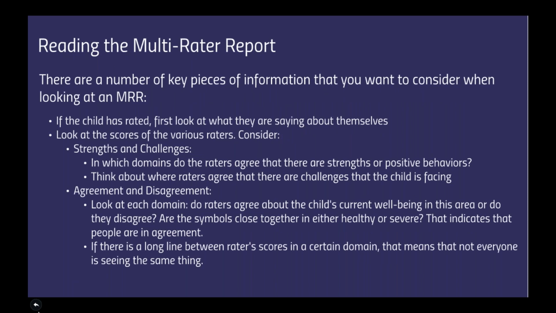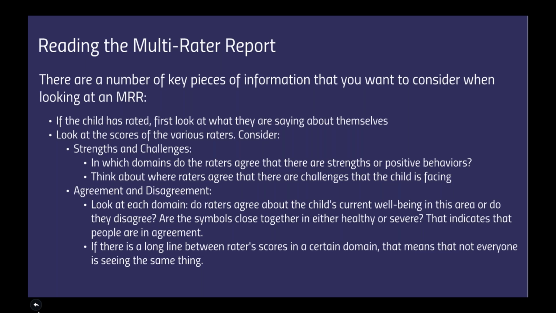So the first, and to a certain extent most important thing, is to pay attention right off the bat as to whether or not the child themselves has rated. Again, 12 and older, the child should be asked to participate. Take a look at the key on the multi-rater report to see whether the child has participated. It will always be a green circle for the child. The child is best equipped and best knows what's going on with themselves, how they're feeling, things they're doing, and how different things are affecting their life. So what they say on the multi-rater report is really critical to look at.